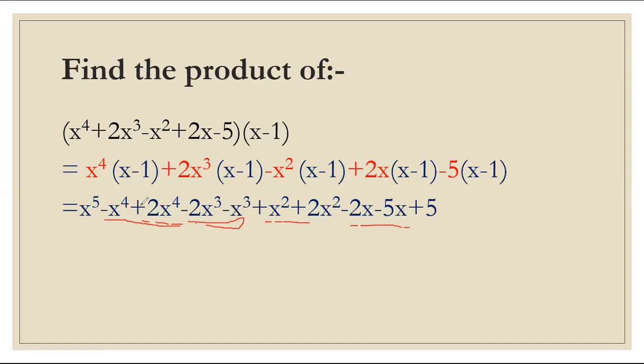Now, beta, x power 5 will be written as it is. 2 minus 1 is 1. So we get plus x power 4 here. Now what about minus 2 and minus 1? Minus 2 minus 1, minus 3. Plus 2 plus 1. Here look at this expression. Plus 1 plus 2, plus 3. So we get plus 3x squared. Now minus 2 minus 5, minus 7. And plus 5 will be written as it is.